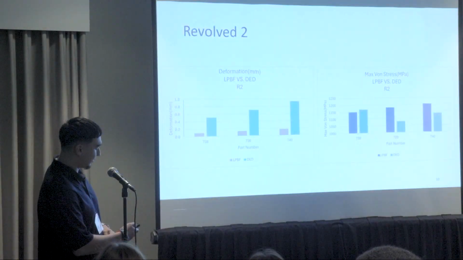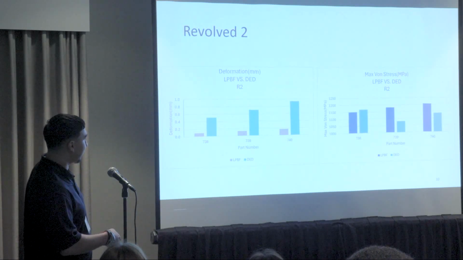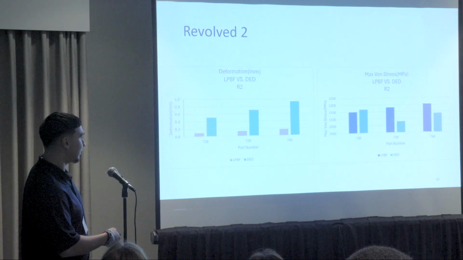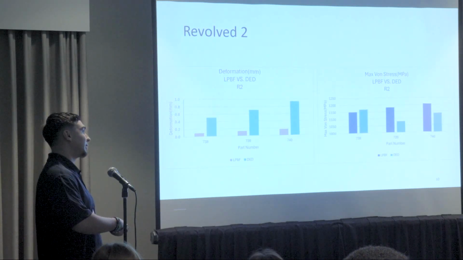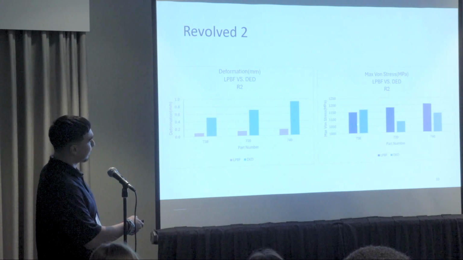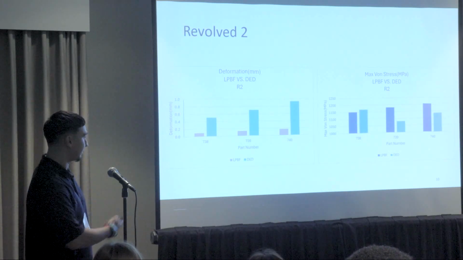And here's the data for those ones. For the revolve parts, we can see that deformation is a lot higher for some reason than laser powder bed fusion. But depending on the geometry for the stresses, it might be higher for, say, this part right here, but then some of them are going to be lower.